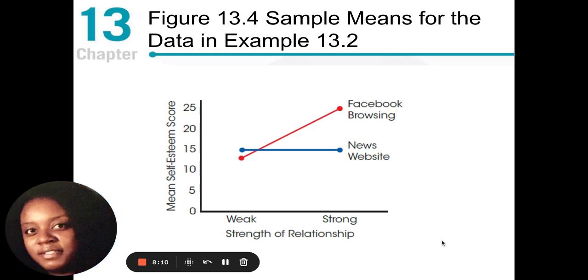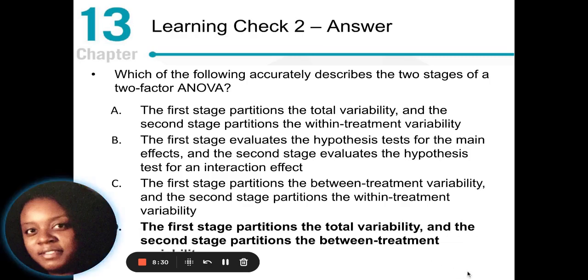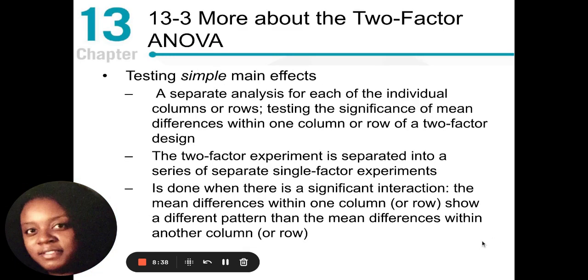Let's go ahead and do another learning check. Which of the following accurately describes the two stages of a two-factor ANOVA? Is it A, B, C, or D? And hopefully you thought D. The first stage partitions the total variability, and the second stage partitions the between-treatment variability.